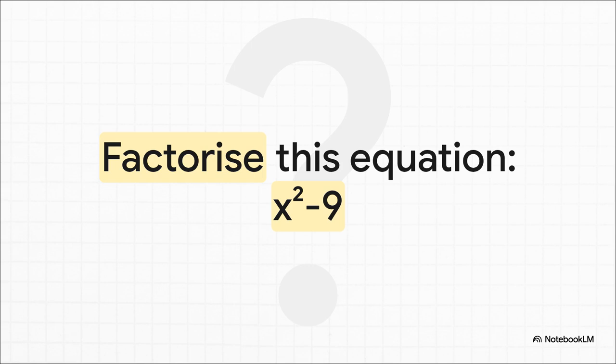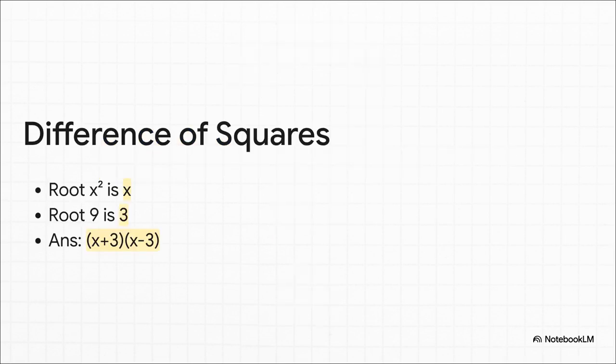Notice what's missing here. There are only two terms, and there's absolutely no obvious common x factor like we just saw in Level 1, because the 9 doesn't have an x attached to it. So how in the world do we tackle this? The secret is right there in the name, the difference of two squares.